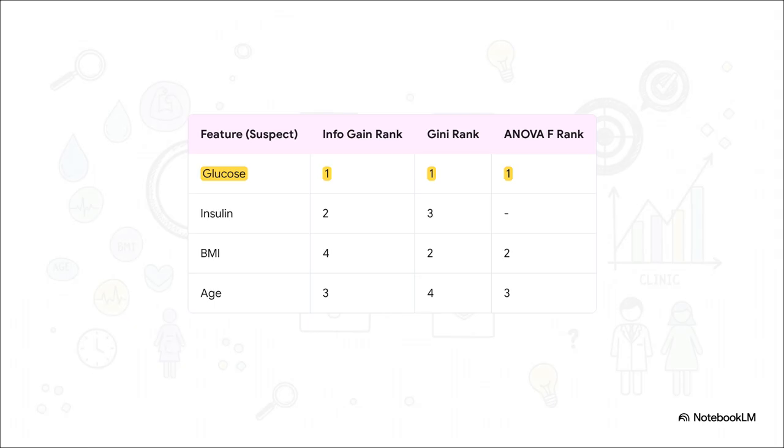Now check out insulin. Even with almost half its data missing, it's still ranking really high. That tells us it's powerful for sure, but that unreliability makes it tricky. Then we have BMI and age, which are consistently solid predictors, rounding out our top suspects.